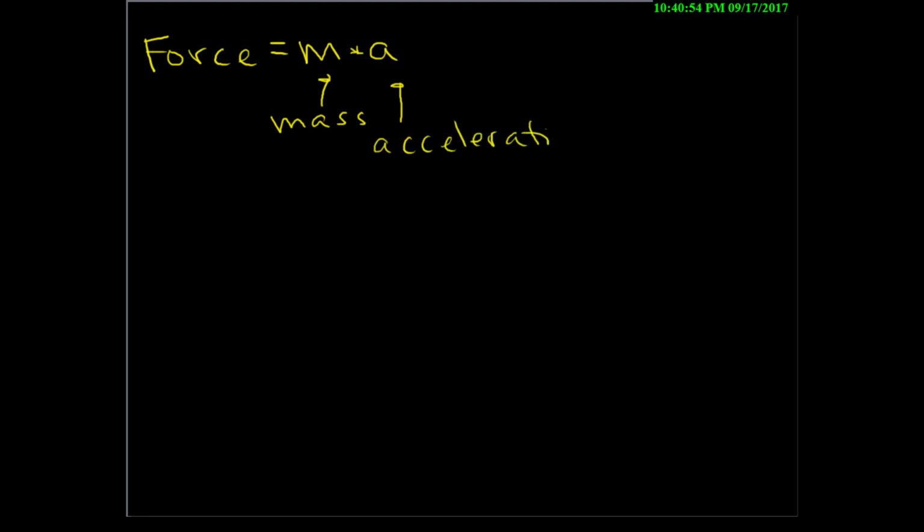So let's recall from our physics courses that we have force, which is equal to mass times acceleration. And let's recall that the units then would be equal to kilograms times acceleration, which is meters per second squared, giving us a final unit for force of kilograms meters per second squared.